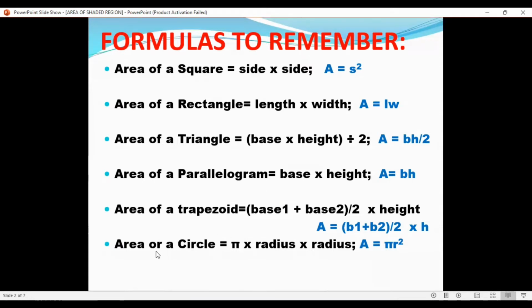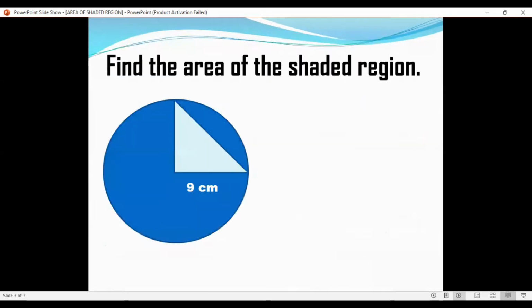And you have also the area of the circle, wherein you multiply pi, which is approximately 3.14, and then times r squared, which means radius times the radius. So these are very important because these are the ones that will help if you are dealing with the area of shaded region. Basically, the problem arises because of the possible formation of irregular shapes.